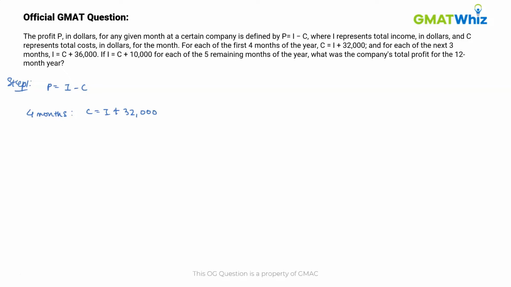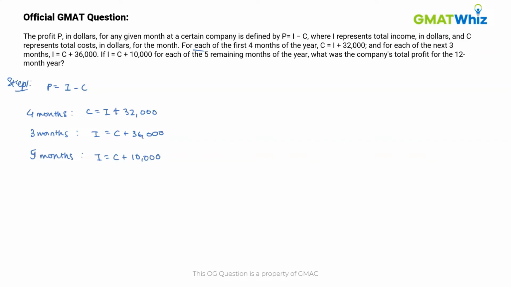Now keep in mind this is for each of the 4 months. For the first month C is equal to I plus 32,000, and again for the second month C is equal to I plus 32,000, and so on. Now we have the information for the next 3 months, which is I equals C plus 36,000, and for the next 5 months we have I equals C plus 10,000.